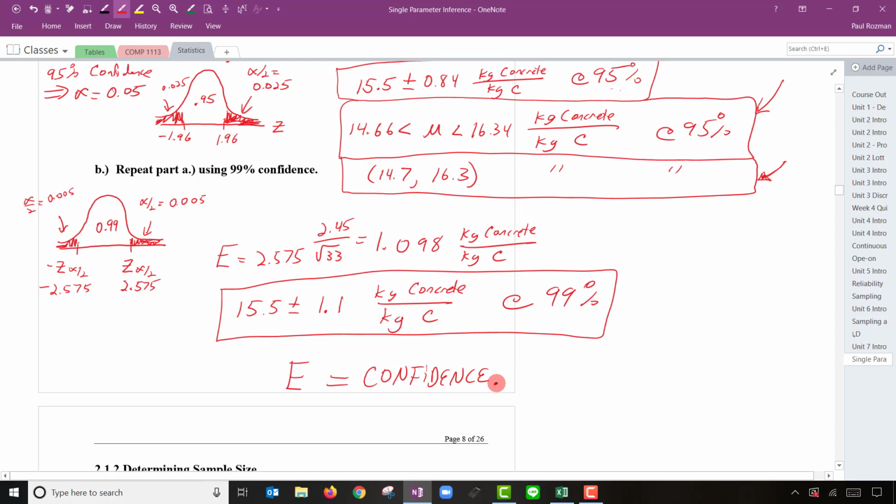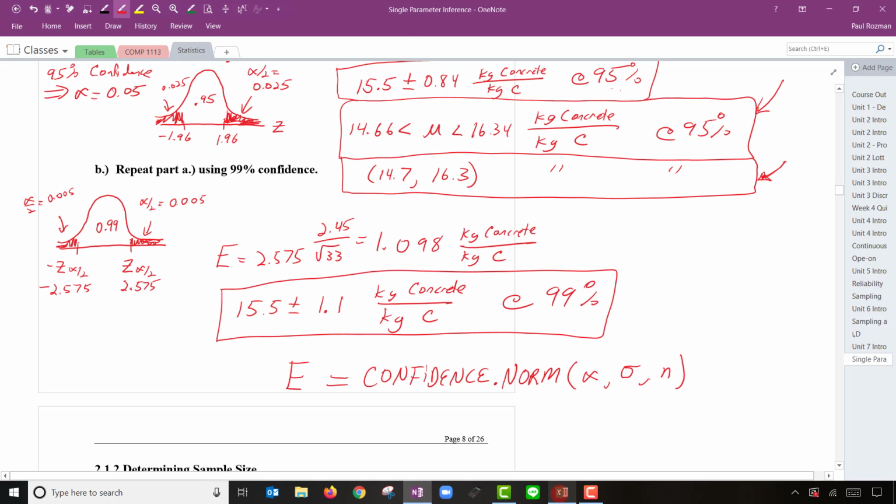And if you're doing this Z version, it's confidence.norm. And its parameters are just whatever alpha is, whatever sigma is, and whatever n is. And it will just spit out this 1.098. You don't have to go through the trouble of calculating critical values. You just tell it alpha, sigma, and n.